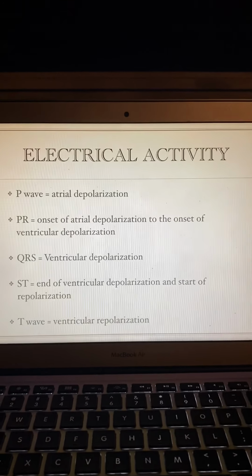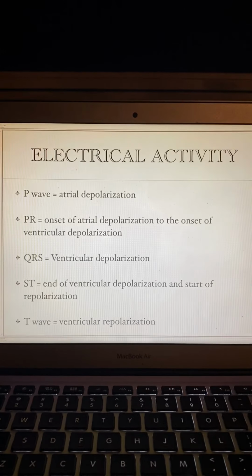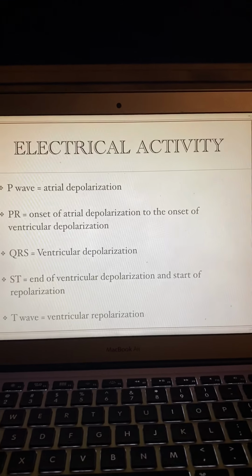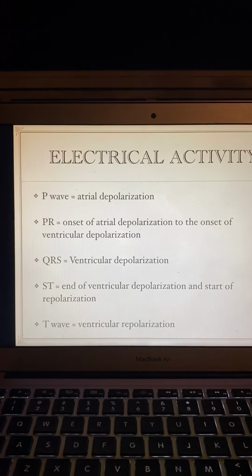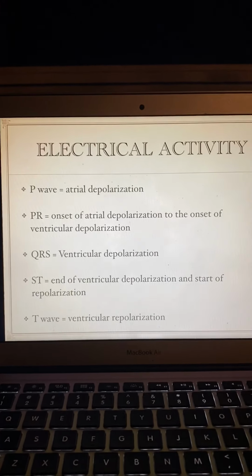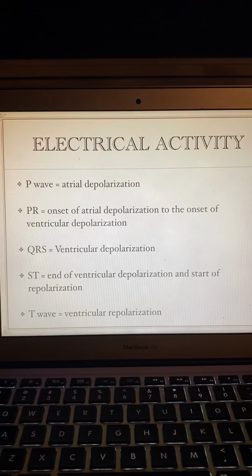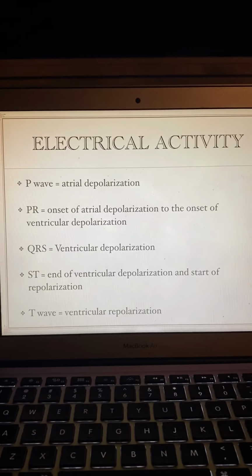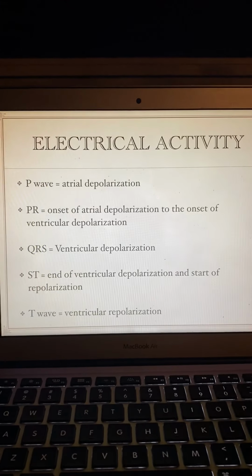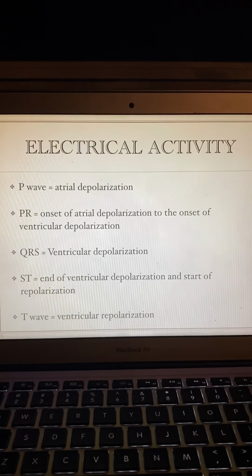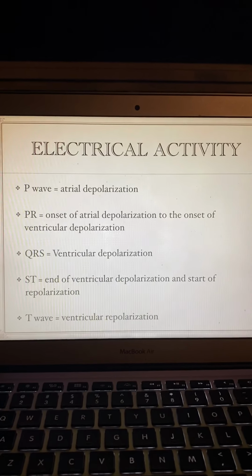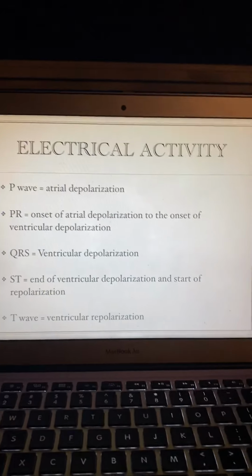Your QRS is going to be when the ventricle actually contracts, so it's ventricular depolarization. Your ST segment is the end of ventricular depolarization, so it's when the ventricle is done contracting, and it's starting to repolarize, meaning it's resting. So that's what your ST is. It's the ventricular depolarization end and the start of the heart relaxing. Your T wave is going to be total ventricular repolarization. So your heart's electrical impulse is done on the T wave, the ventricle is resting, and then you'll loop back around and you'll have another P wave.